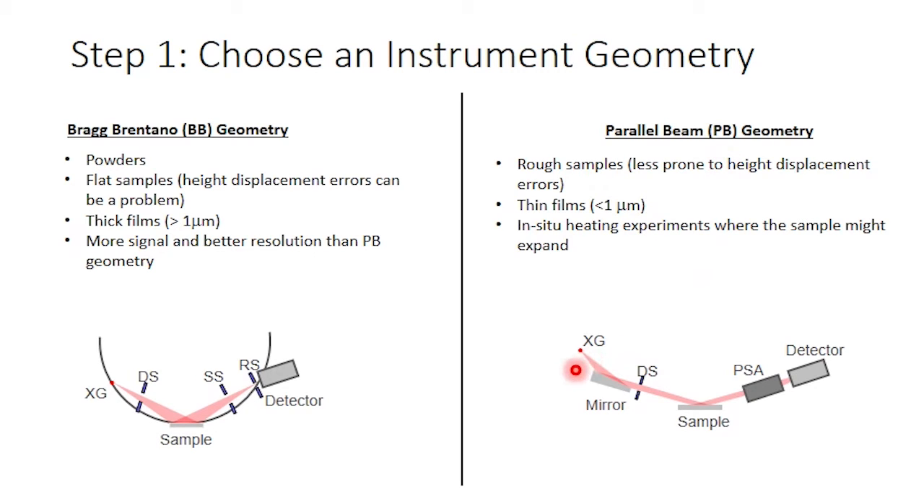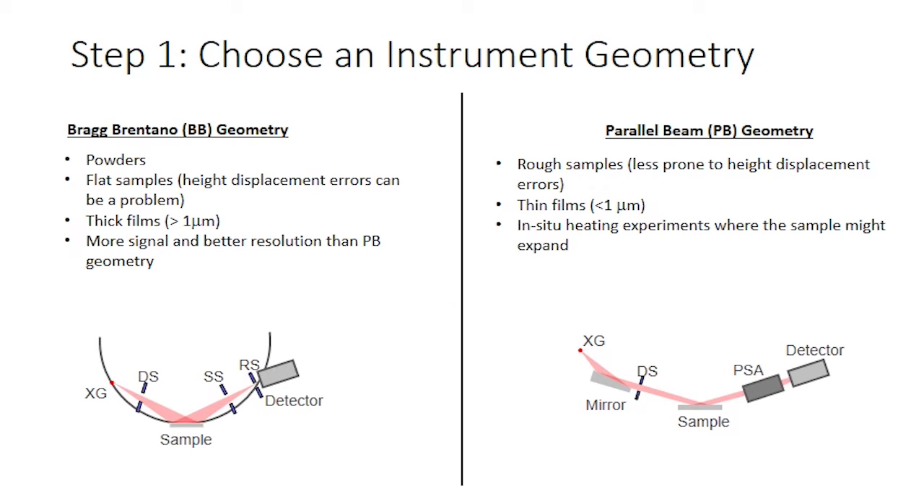Now, the one main difference between these geometries is that the X-rays are going to hit a mirror on their way to the sample, and that mirror is going to act to collimate the X-ray beam so that you have a parallel beam of X-rays traveling towards the sample. In addition, there are some optics that we have to change out, but the software will guide you through that process.